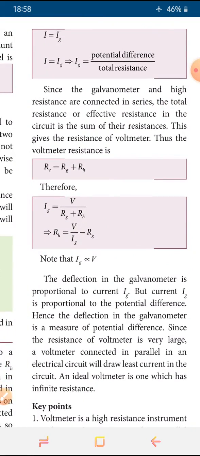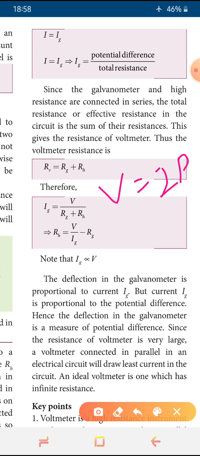Say I is equal to Ig. So in this circuit the passing current is also equal to Ig, the galvanometer current. And now we are using the formula from Ohm's law. What is Ohm's law? V is equal to IR. Right? Then if we need I, we can write I is equal to V divided by R. So that we are using here.